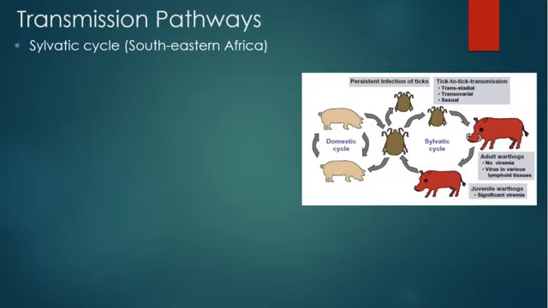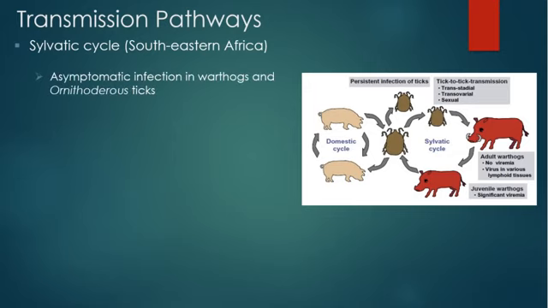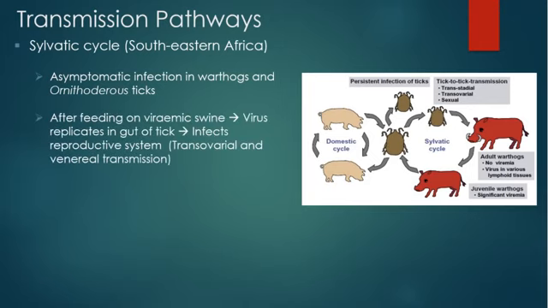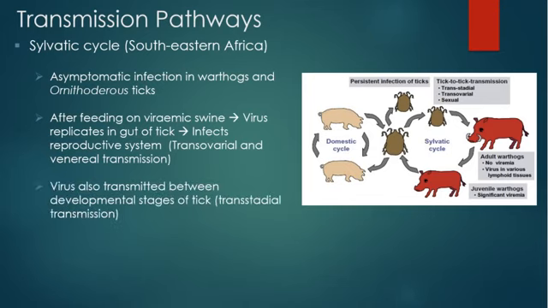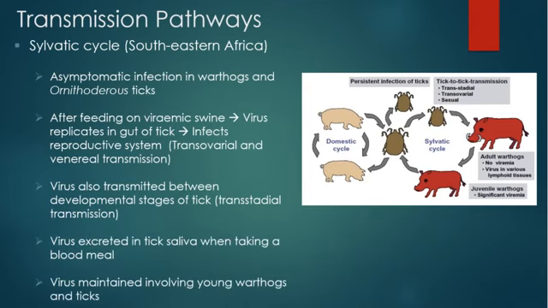Then one of the cycles, this cycle occurs in southeastern Africa. This is how the virus actually cycles throughout the reservoir host. So again, in the reservoir host, you don't actually see clinical signs, but they shed the virus at such high titers that it's just so easy to spread. After the tick feeds on swine infected with the virus, the virus replicates in the gut of the tick. And then eventually the virus will go up to the salivary gland and then the tick can infect other swine. Then the virus is also maintained in young warthogs and ticks. Again, they won't show clinical signs, but they could easily spread that virus.